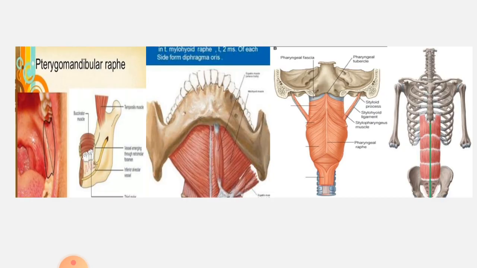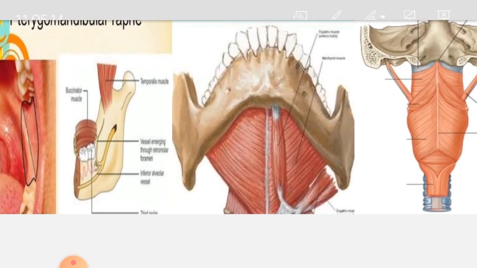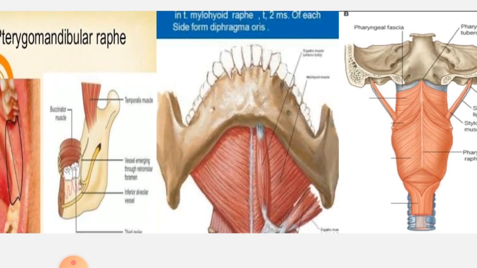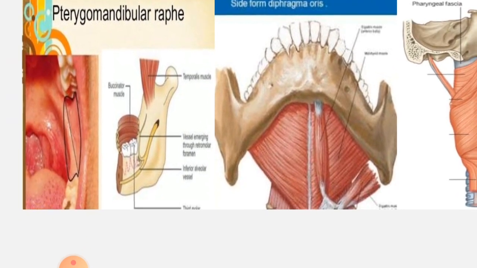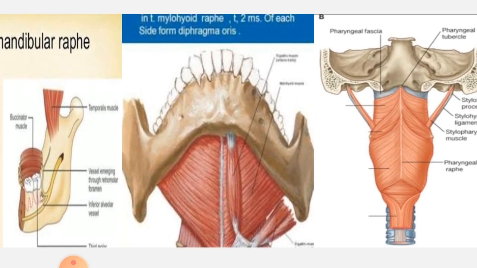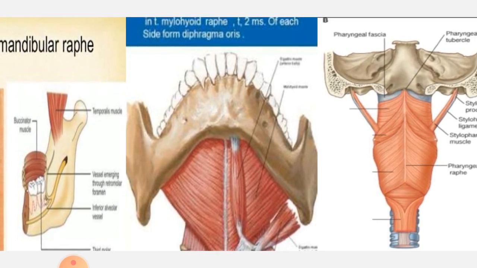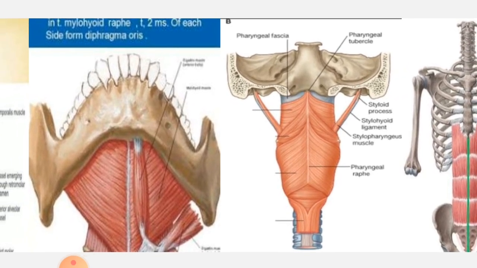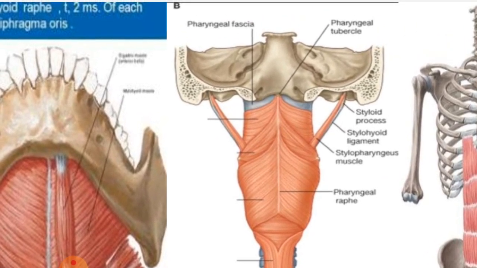These are the raphes. You can see on the left side the pterygomandibular raphe, which is formed by the buccinator muscle. The next one is the mylohyoid raphe, and you can see the two mylohyoid muscles forming the mylohyoid raphe. The next one is the pharyngeal raphe, that is formed by the pharyngeal constrictor muscles.